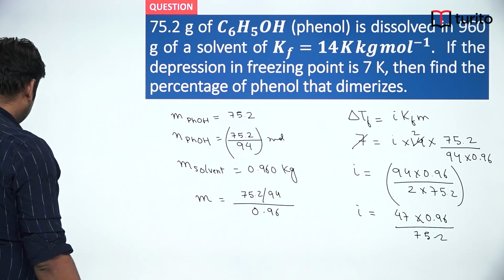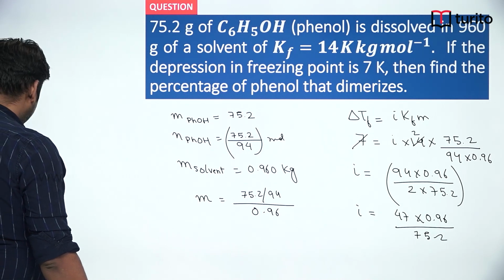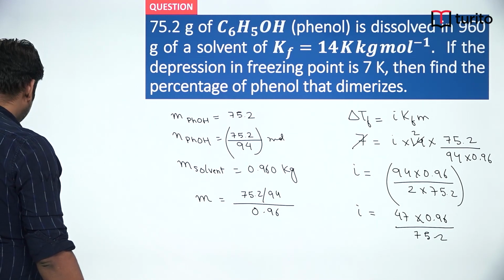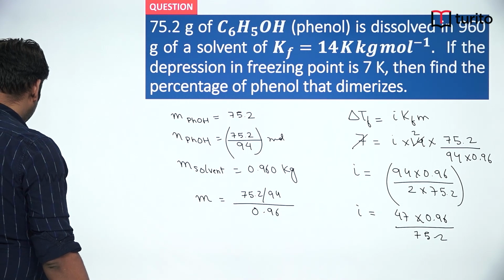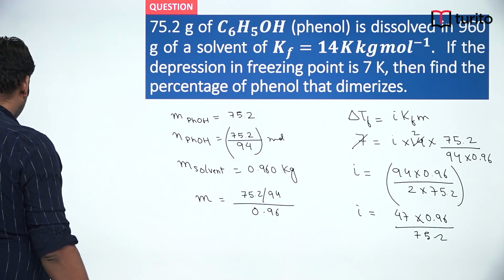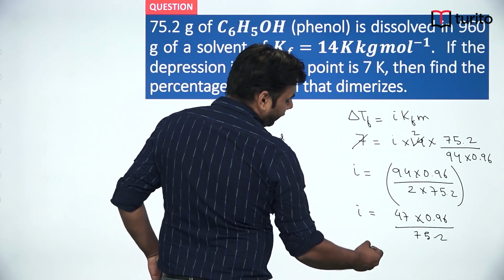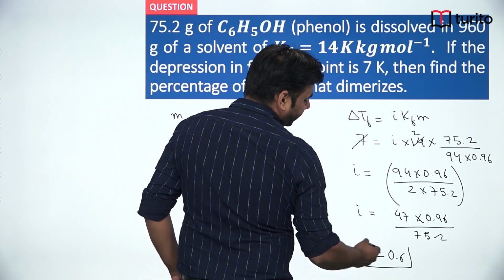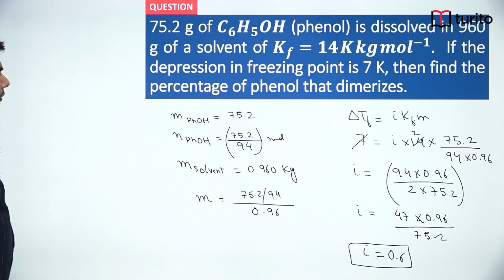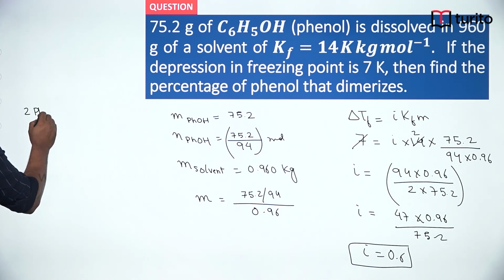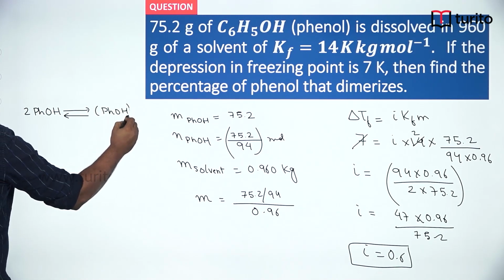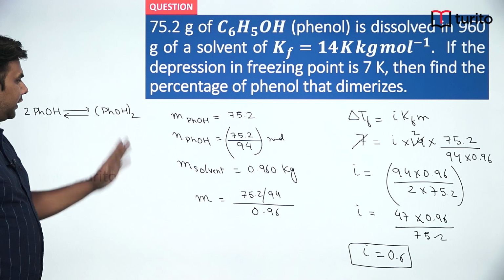Okay, so if we calculate this, this will come out to be 0.6. So the Van't Hoff factor is 0.6. Now I have to find the percentage of phenol that dimerizes. Because it is dimerizing, I will write 2 PhOH getting associated and forming (PhOH)2. This is the dimerization. Two molecules are coming together and joining.